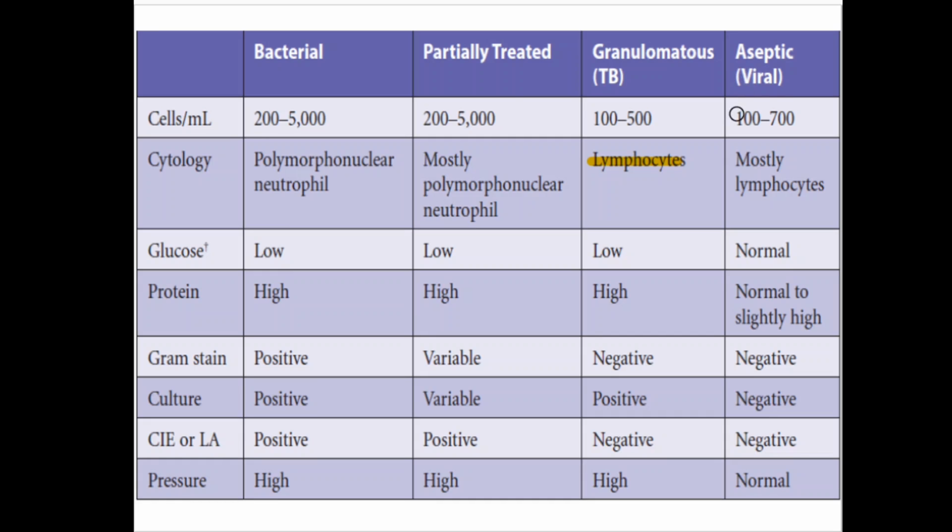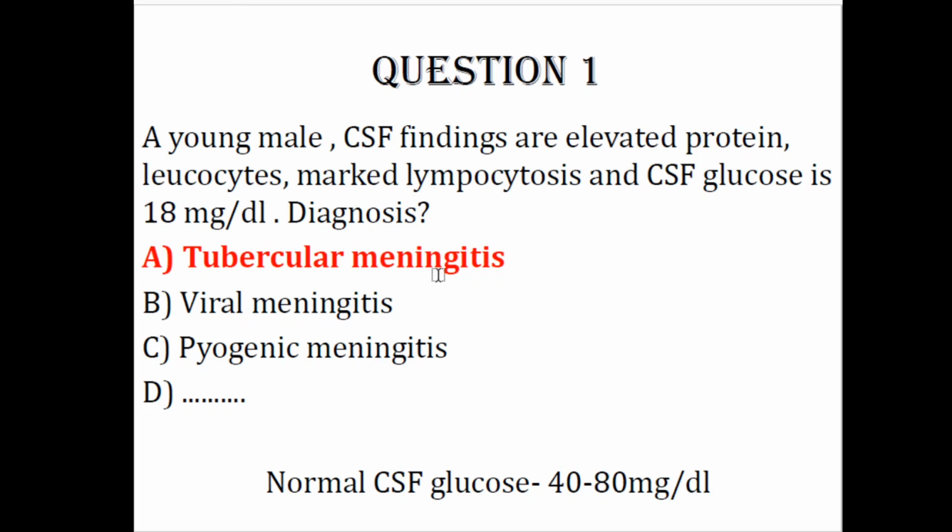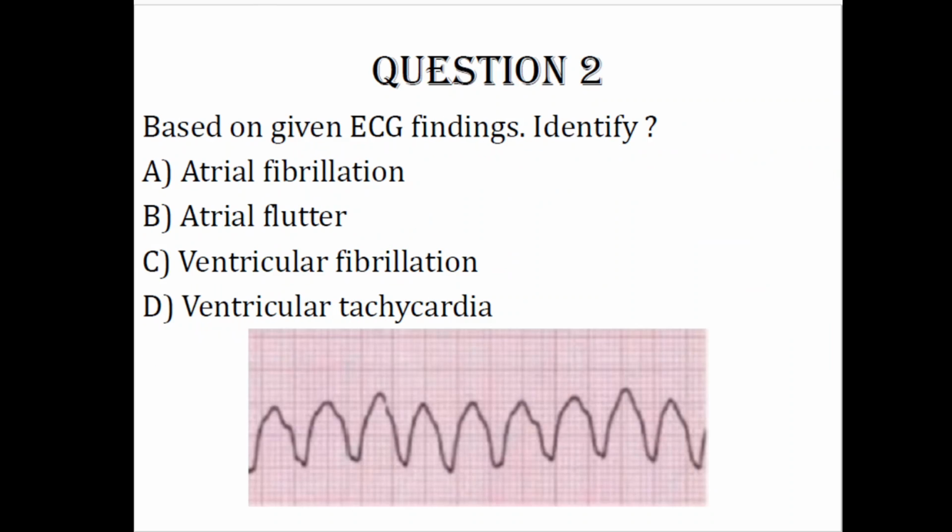But what distinguishes these two is the glucose level. In viral meningitis, the glucose is normal. In granulomatous meningitis, the glucose is low. And as we saw, this patient was having CSF glucose of 18 milligrams per deciliter, that is low, suggesting it is a granulomatous meningitis. You can't compare protein because in both of them, protein may be high. So what distinguishes between them is glucose level. So the answer for this question will be tubercular meningitis, also known as granulomatous meningitis. Fine. Let's move on to the next one.